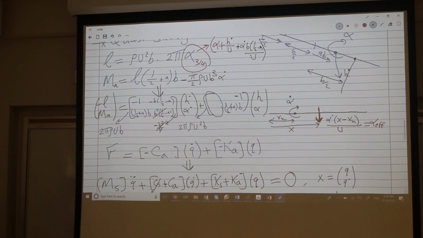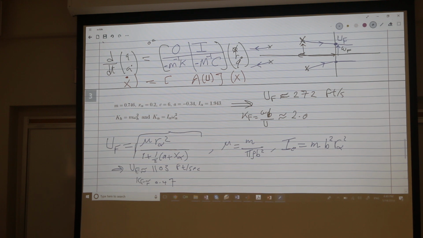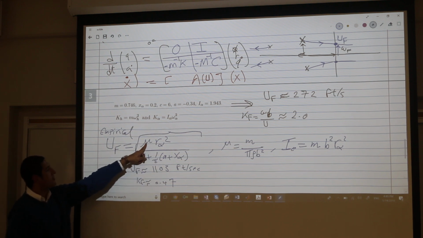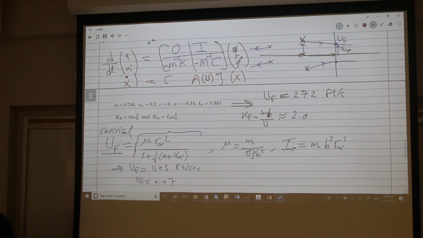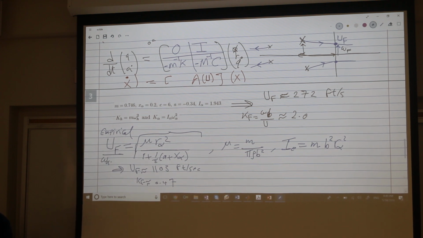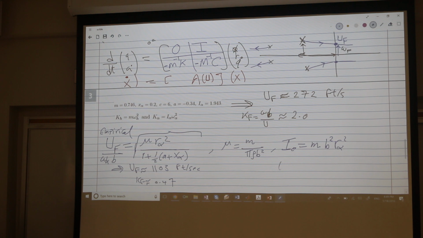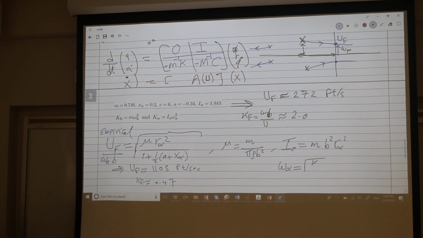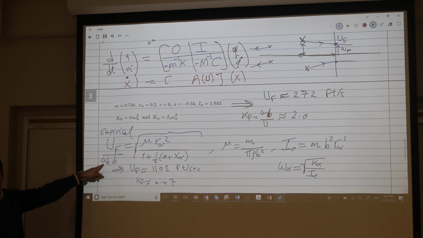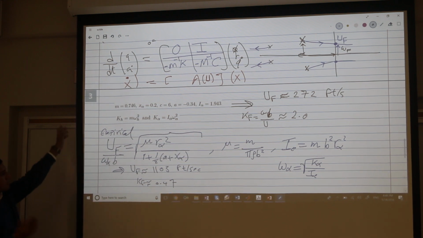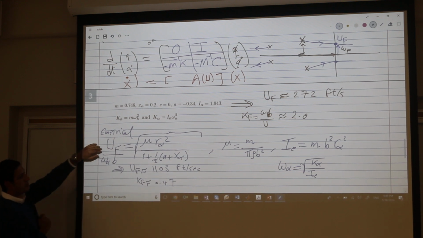If you account even for this term, still the discrepancy is too large. From this empirical relation, you can get good insight. The heavier the airfoil, oh, by the way, this is U_F divided by omega alpha b. And omega alpha is the square root of K alpha divided by I alpha, the natural frequency of twisting. Whatever, it's just to make it non-dimensional.